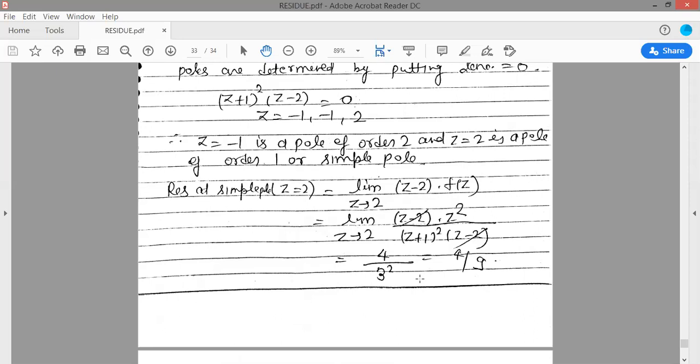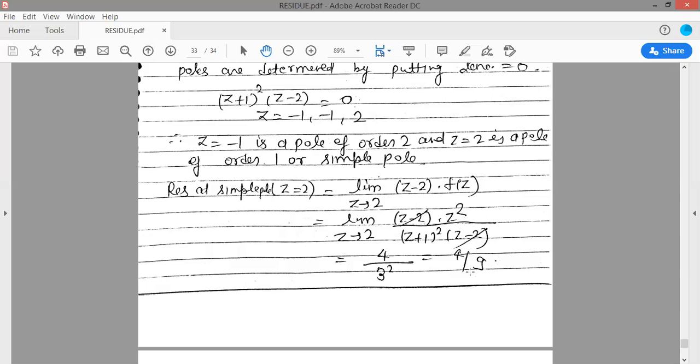The residue at the simple pole z = 2 means limit z tends to 2 of (z-2) f(z). That means limit z tends to 2, (z-2) times f(z), the factor just cancels out and the value is 4 upon 9. One thing is clear: if it is a simple pole, we will apply the above method.